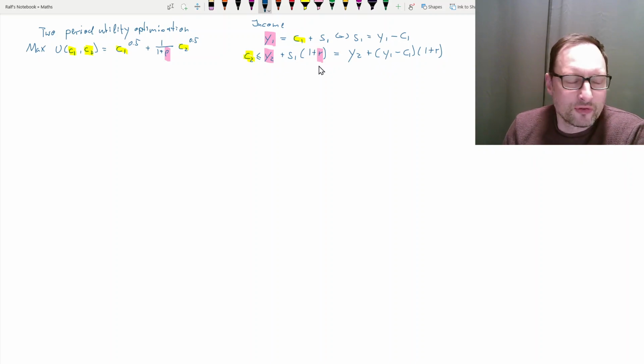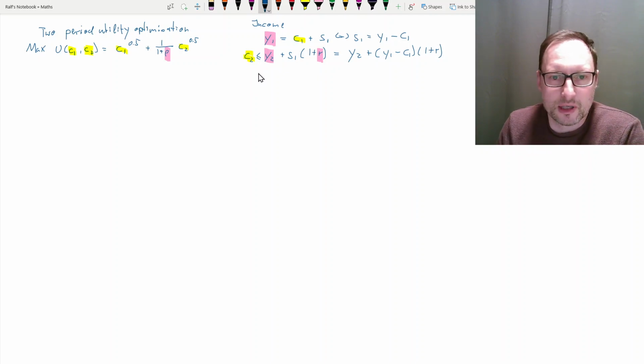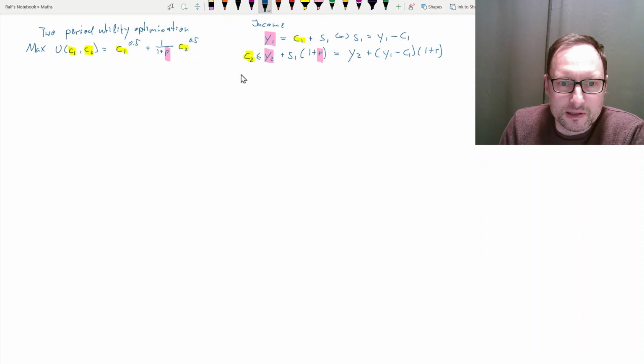Let us now formulate the constraint in the form we need when we do a Lagrangian optimization, because we need a constraint function g of c1 and c2, and we need that function to be larger or equal to 0. That's pretty simple. We just bring the c2 to the other side, so we get y2 plus y1 minus c1 times 1 plus r, and then minus c2.